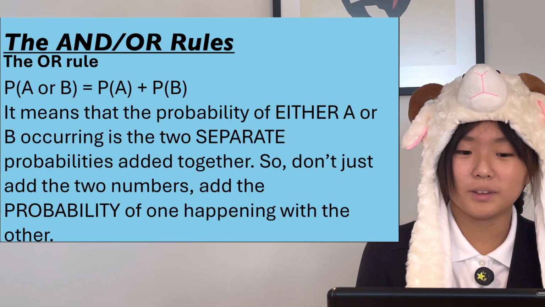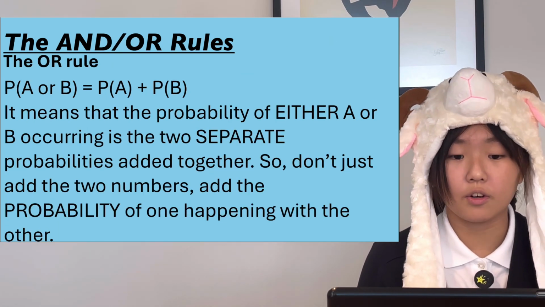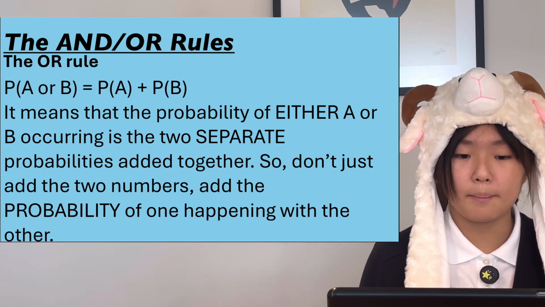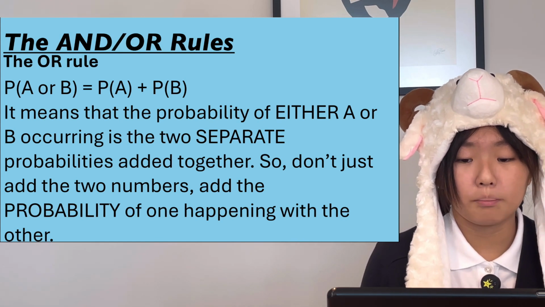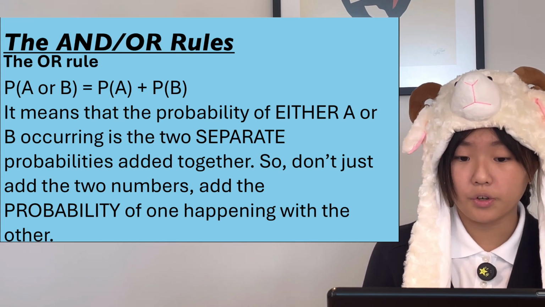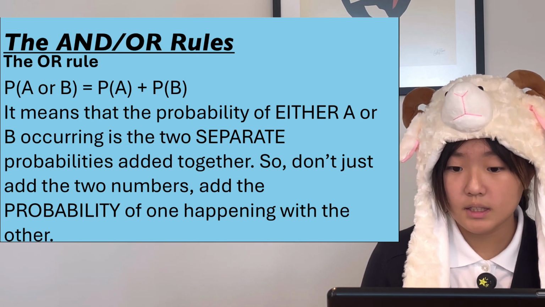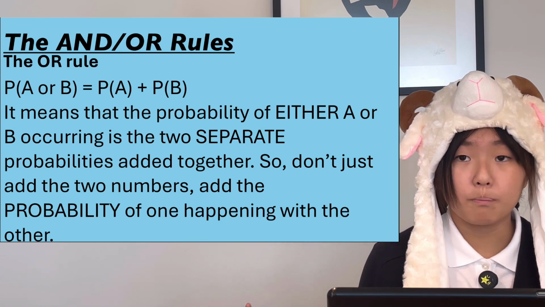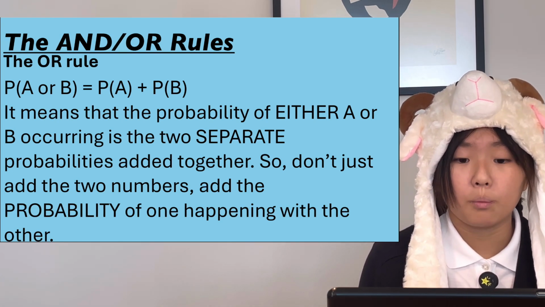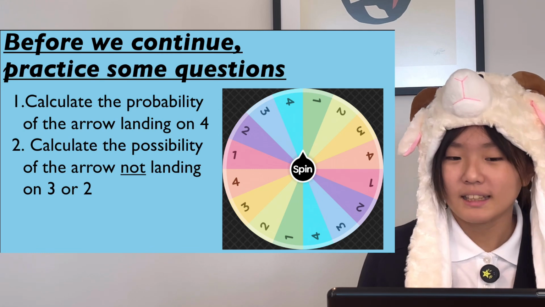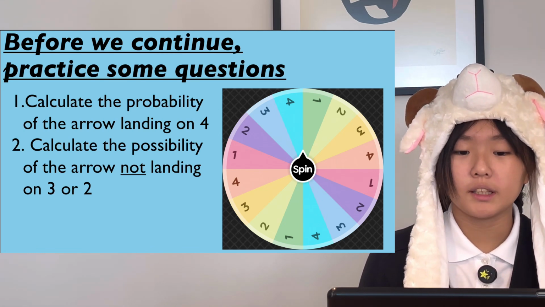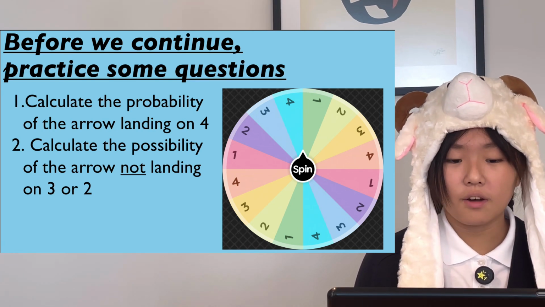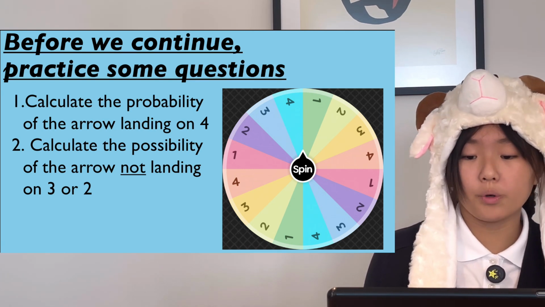Now I'll teach you the or rule. The probability that A or B occurs is equal to the probability of A happening plus the probability of B happening. It means that the probability of either A or B occurring is the 2 separate probabilities added together. So don't just add the 2 numbers that they are, add the probability of one of them happening with the other probability. Before we continue, let's practice some questions. Number 1, calculate the probability that the arrow lands on 4. Calculate the probability of the arrow not landing on 3 or 2.